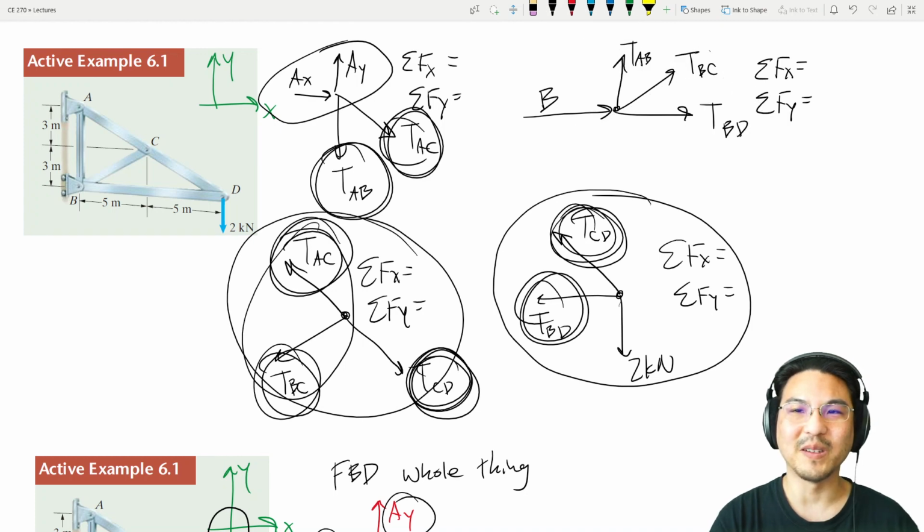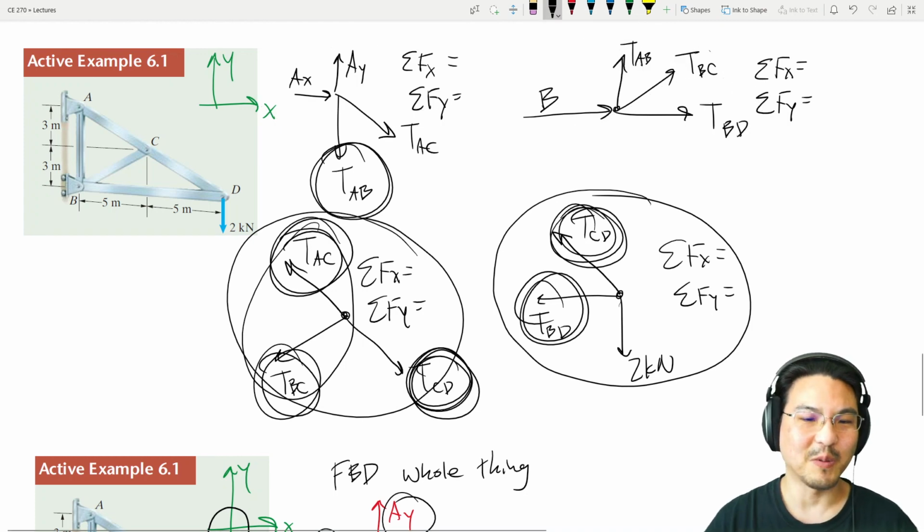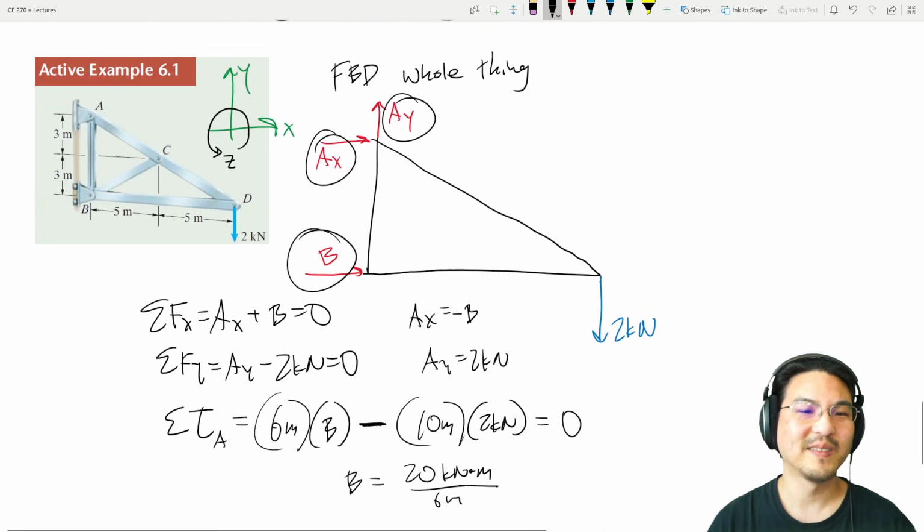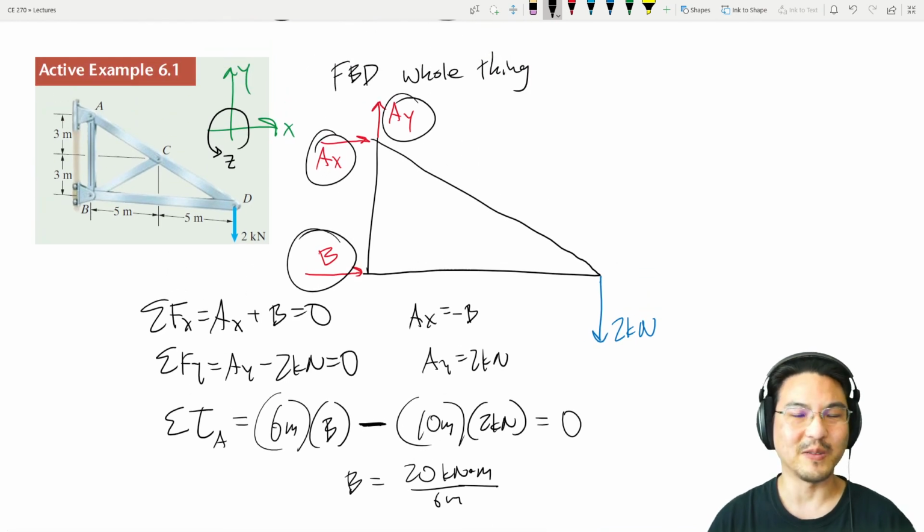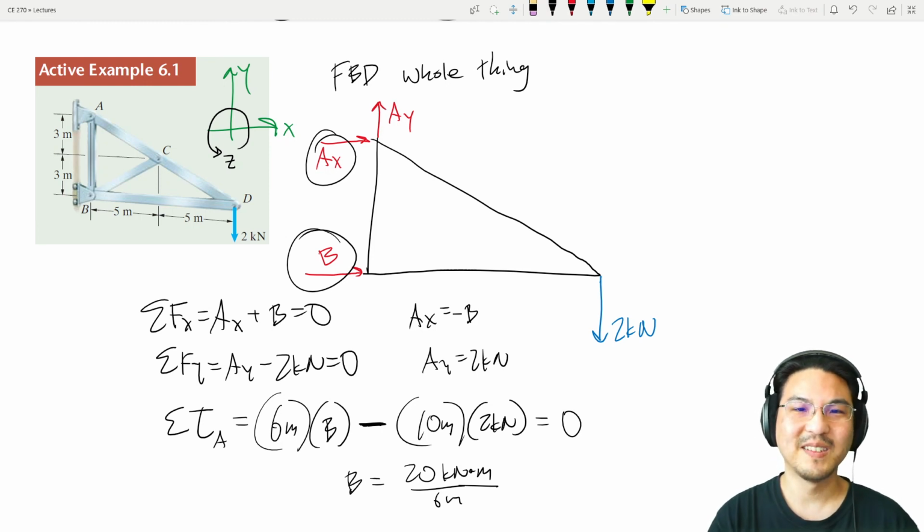Or you can do start with the reactions at the supports and then go joint to joint. So either way, it's good to practice both ways.